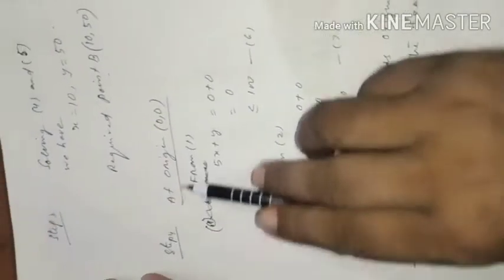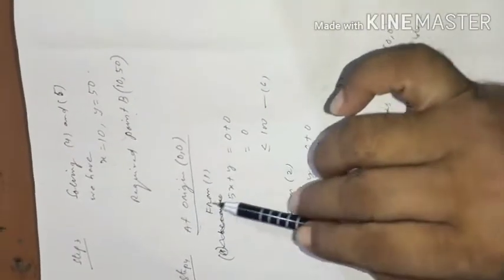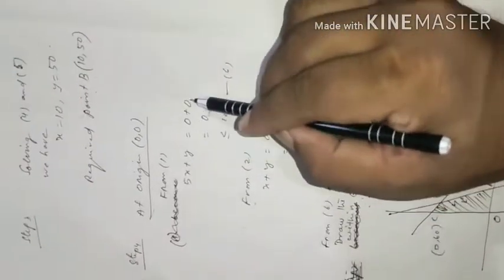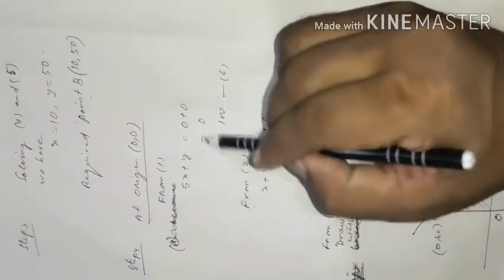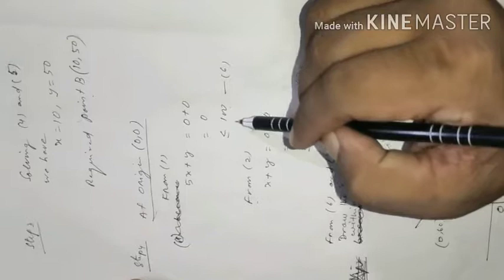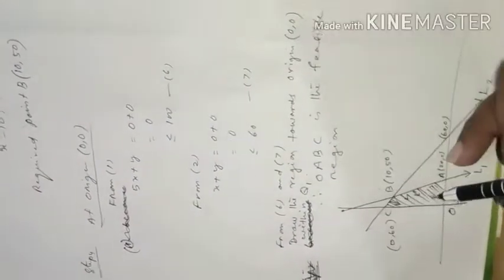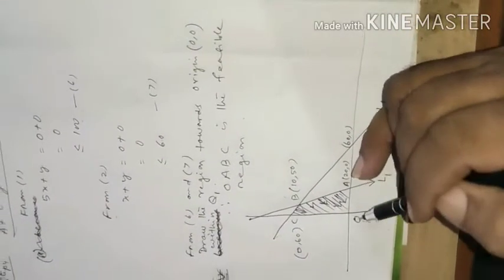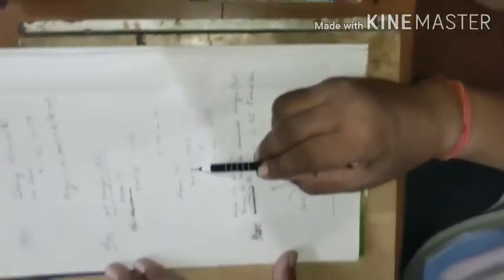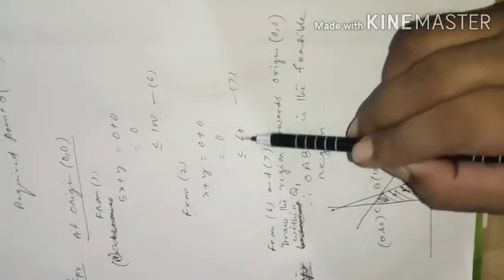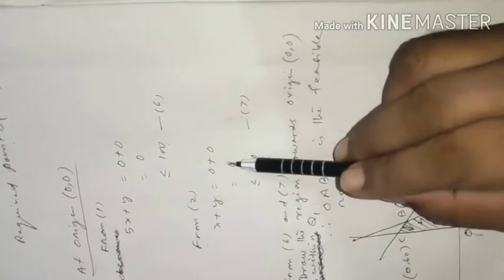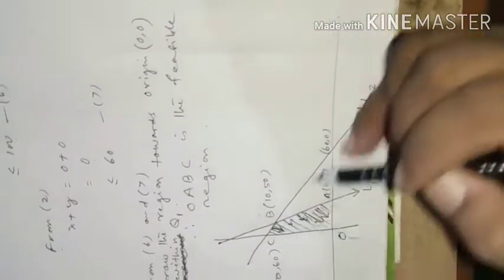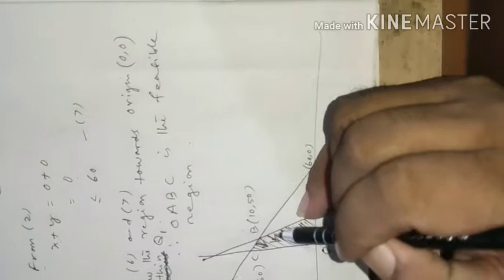In step 4, we have to test at the origin (0, 0). From the first inequality, 5x + y on the left side, we take 0 + 0 = 0, and 0 ≤ 100 is satisfied, so the region goes towards the origin. Similarly, from the second, x + y on the left side is 0, and 0 ≤ 60 is satisfied. That means the region again goes towards the origin, on the side of line 2.